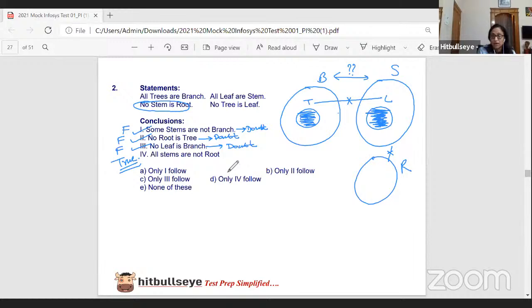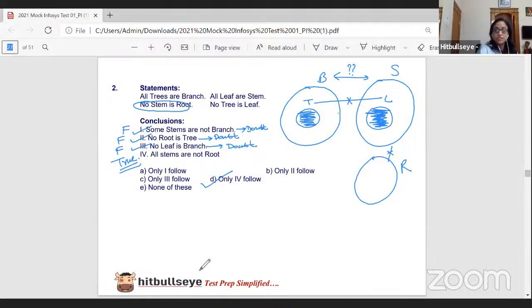All stems are not root. Yes, they are disjoint. Got it? So how can there be any intersection possible? So the first three are false. The fourth one is true. Only the fourth conclusion follows. Which option mentions that? It is the fourth option. So option D is the right answer. Is that clear, everyone? So I'm sure now you are in a comfortable situation with syllogisms.